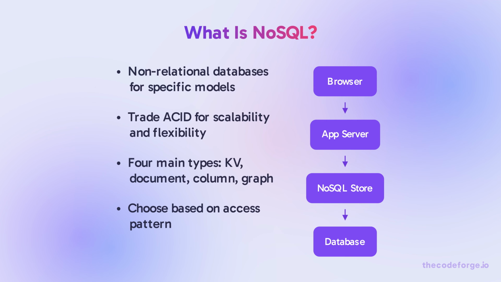Before we dig into that production issue, let's cover NoSQL store types compared. NoSQL stores are non-relational databases designed for specific data models and access patterns. They trade ACID guarantees for horizontal scalability, flexible schemas, and high throughput under specific workloads. The 4 main types are key-value, document, column family, and graph stores. Each is optimized for different use cases.